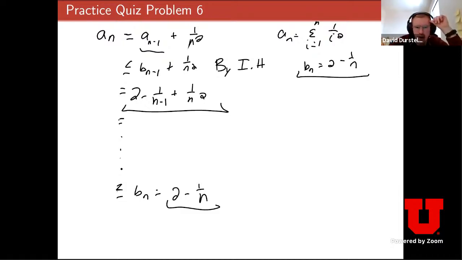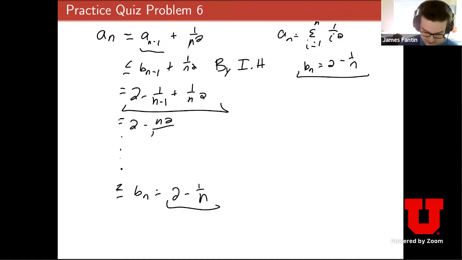Let's put the fractions in our common denominator. That might make things easier. Yeah, sure, we can try that. So we've got 2 minus n squared over n squared times n minus 1, plus n minus 1 over n squared times n minus 1.